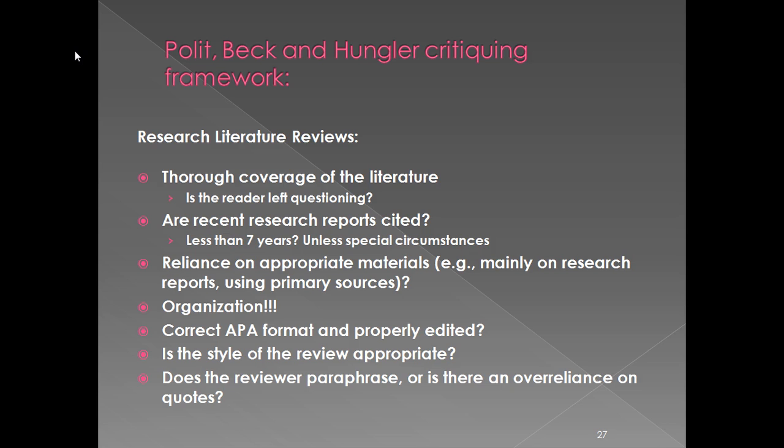Were recent research reports cited? Less than 7 years, unless there are special circumstances. Was there a reliance on appropriate materials? Meaning, did the author use primary sources? Was it organized? Did I get lost along the way? Was there good flow? It's really difficult to get into the material if the grammar isn't working out or the flow is really bad. Was the correct APA format used and properly edited?